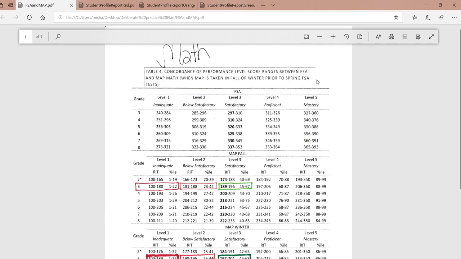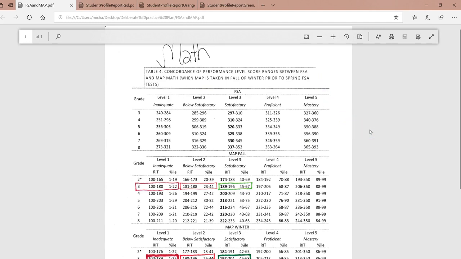Even though RIT stands for Rasch unit, it is not important that we understand what that means. RIT score really means ready to instruct today. So rather than think of it as RIT or the Rasch unit, think of it as ready to instruct today. So it lets us know where our students are in terms of being ready to be instructed on this particular day.